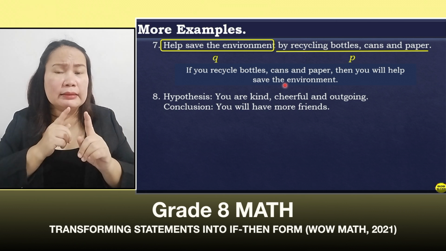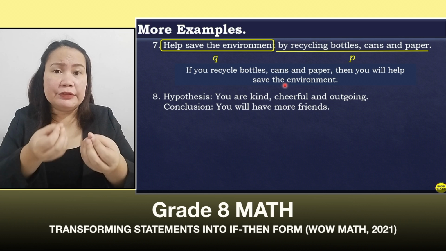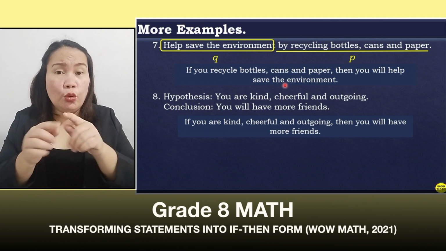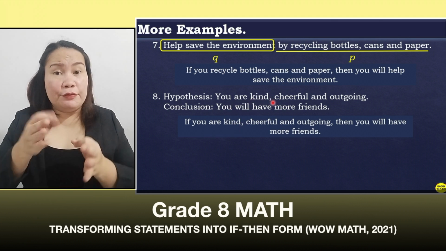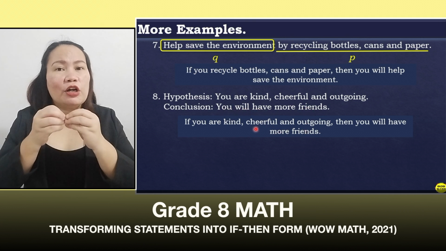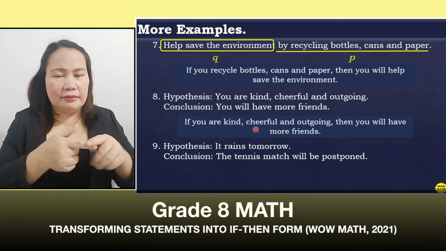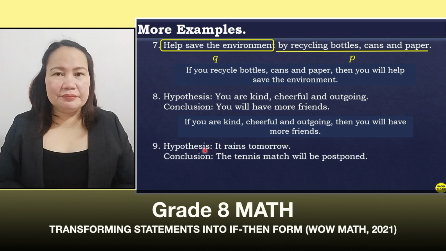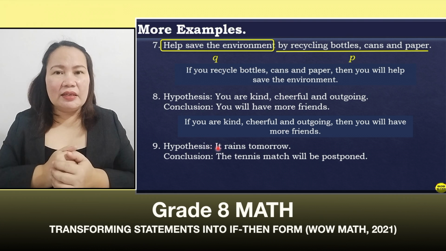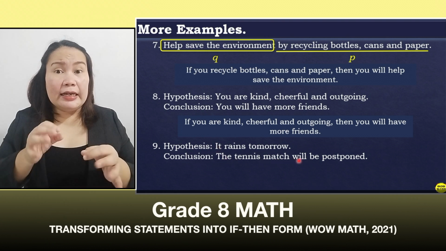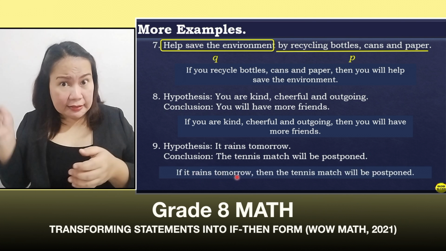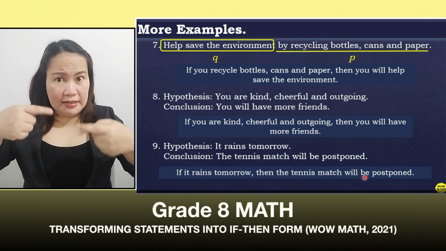Okay? So, identified na siya. So, all you have to do is to rewrite the given hypothesis and conclusion into if-then form. So, that is, if you are kind, cheerful, and outgoing, then you will have more friends. So, this is our if-then form. Next. So, another example. So, identified na po ang ating hypothesis and conclusion. Our hypothesis is it rains tomorrow, the tennis match will be postponed. So, our if-then form is, if it rains tomorrow, then the tennis match will be postponed.